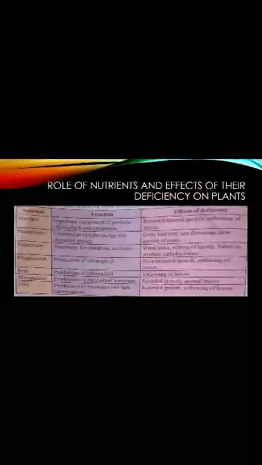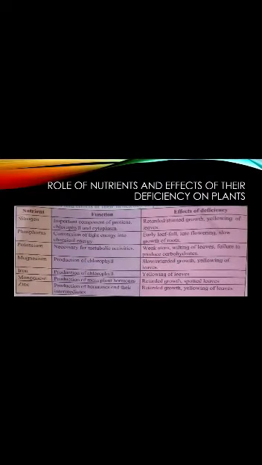Now students, the role of nutrients and effects of their deficiency on plants. Suppose the plants are not getting the nutrients properly. What happens to those plants, and what is the function of that nutrient in the plant? That is given in this chart. Now what you need to do is study this chart very well and write it down in your notebook also.